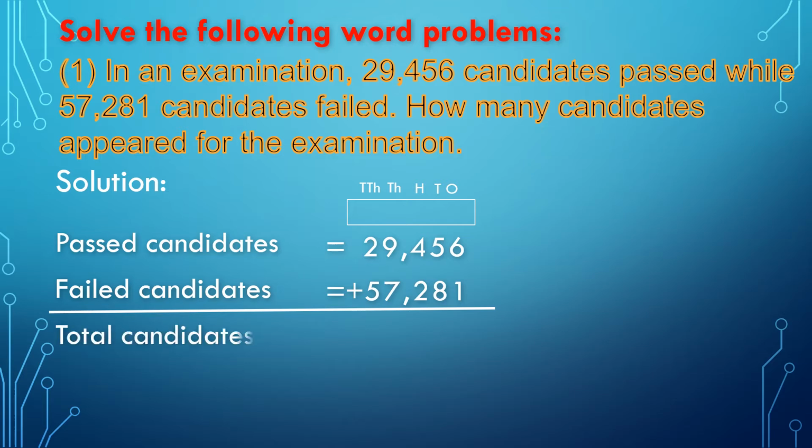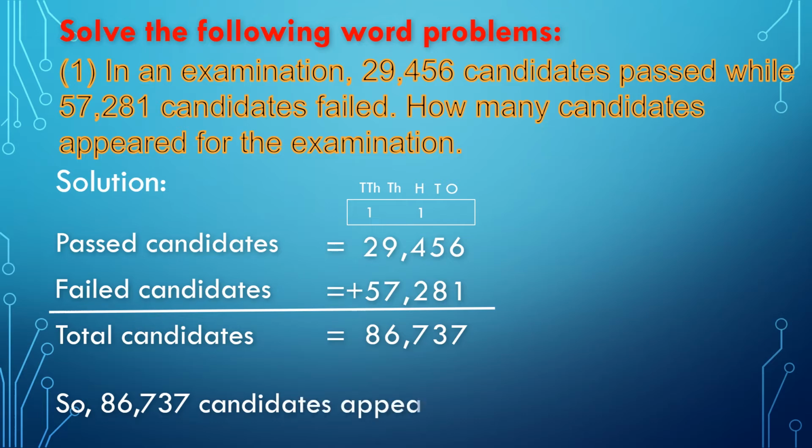Total candidates is equal to, everyone knows the addition, so pause the video and do the addition on your own and check. The answer is 86,737. So 86,737 candidates appeared for the examination.